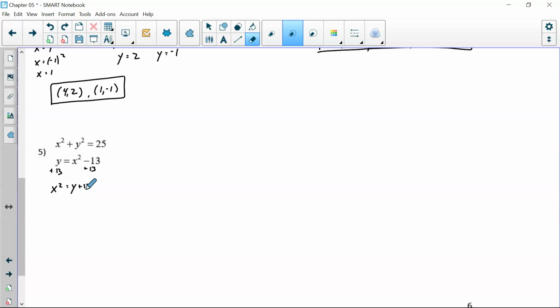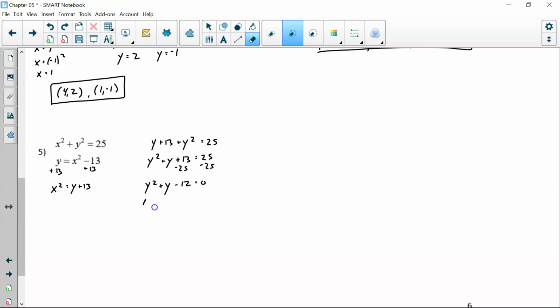So wherever I see x squared, I can substitute y plus 13. So it's going to be, instead of x squared, y plus 13 plus y squared equals 25. So that gives me y squared plus y plus 13 equals 25. It's a quadratic, get it equal to 0. Subtract 25 from both sides. Y squared plus y minus 12 equals 0.